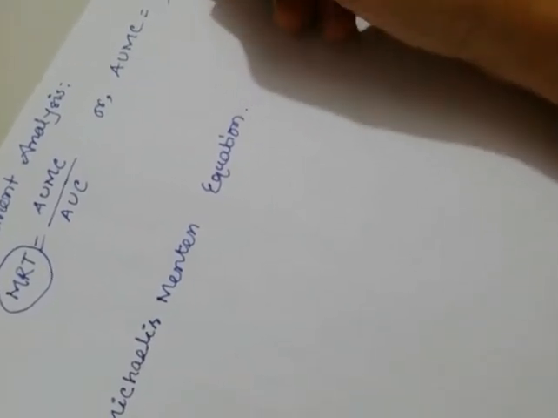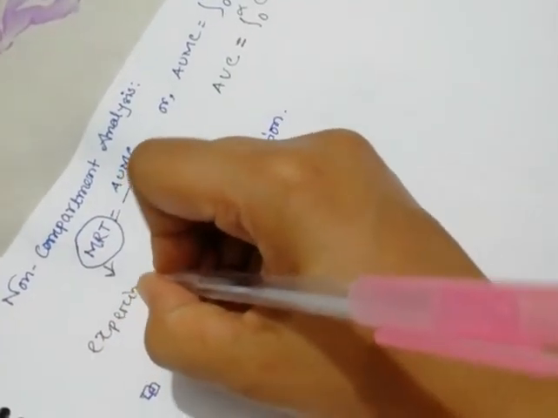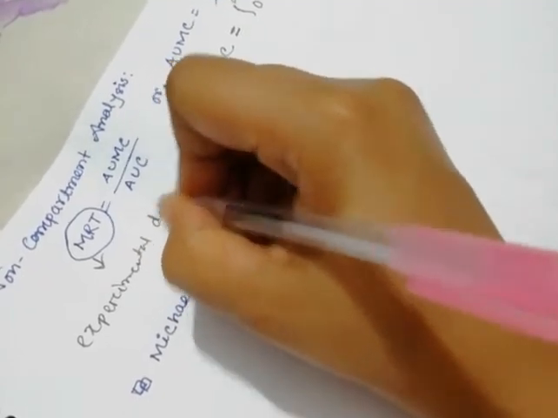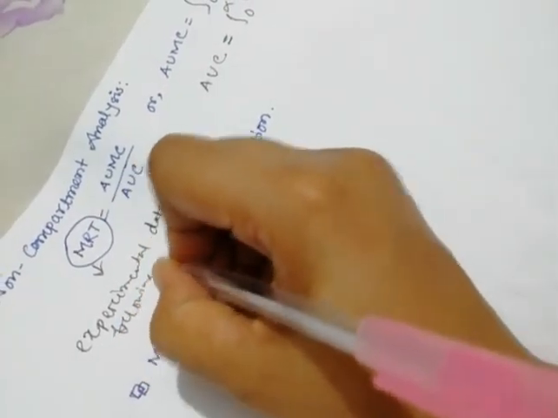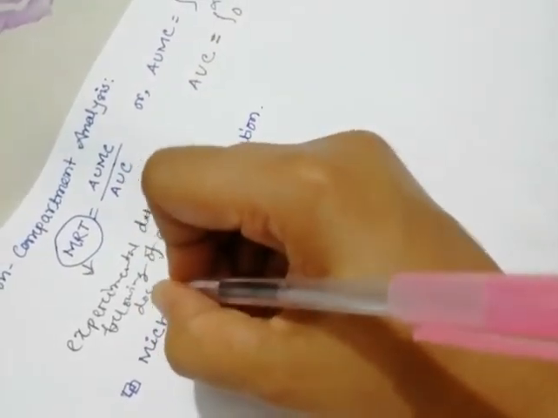Lastly, the non-compartmental analysis, which is denoted by MRT and AUMC by AUC. After integration of AUMC and this, we will get AUC equals, here MRT is the experimental data following a single dose of a drug.